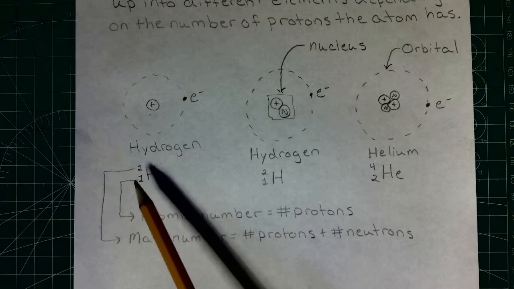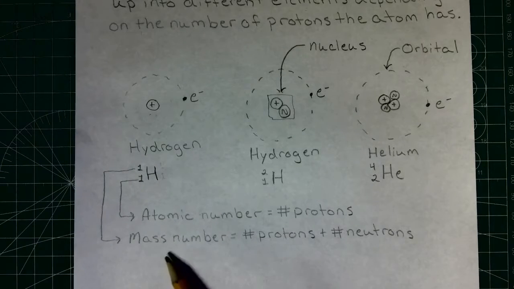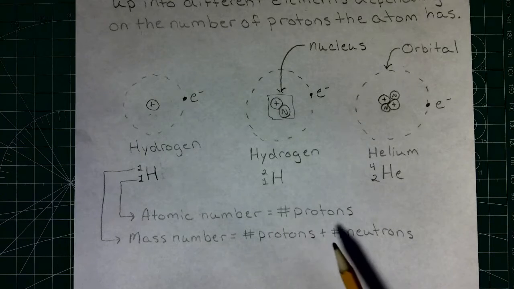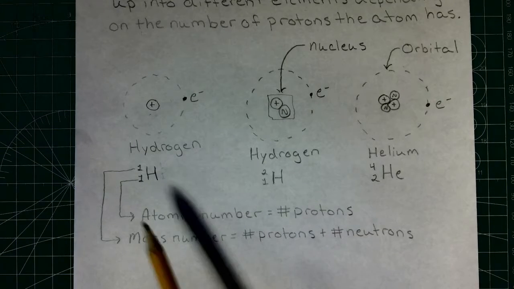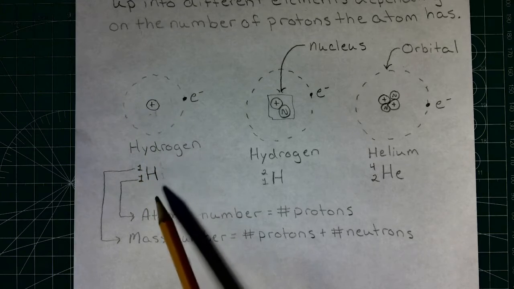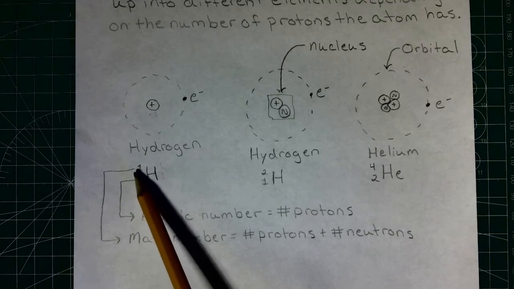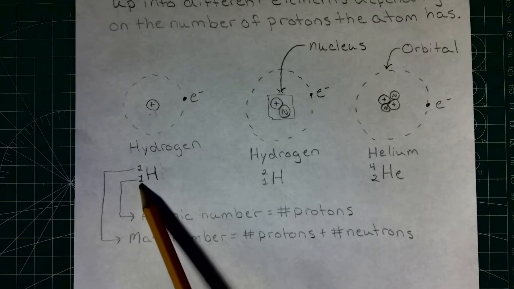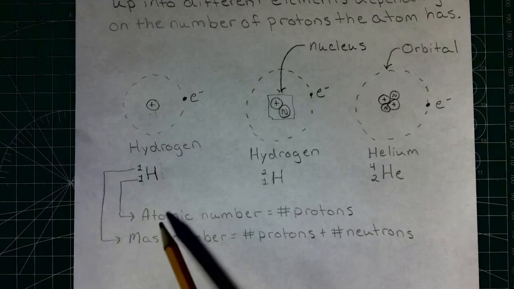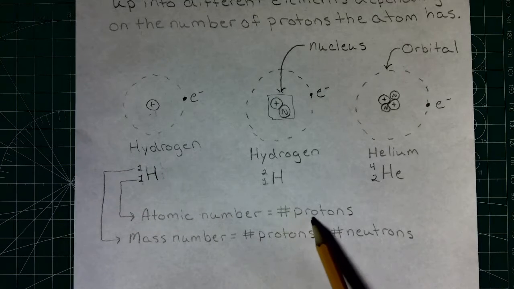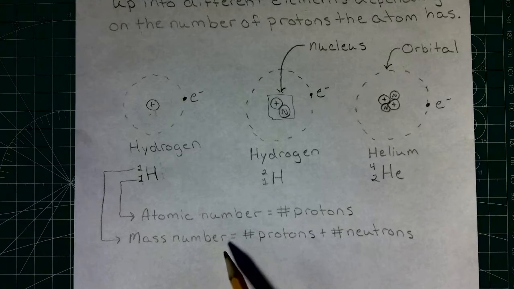The superscript is called the mass number. And this is going to be roughly equal to the number of protons plus the number of neutrons. So since we only have one proton here and no neutrons, the mass number for this guy is going to be 1. And then we're going to have the subscripted number there, and this is the atomic number, which is going to be equal to the number of protons that we have.